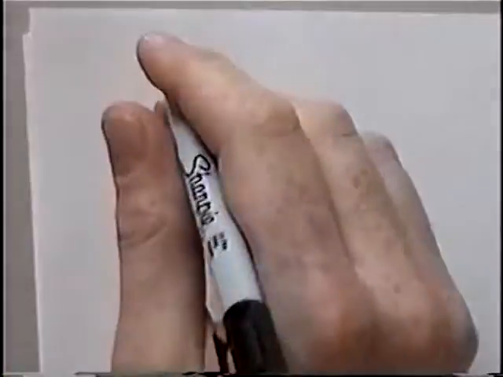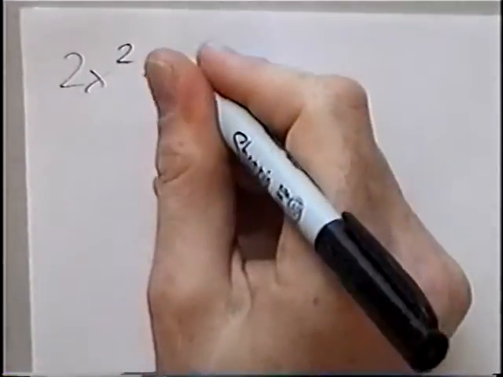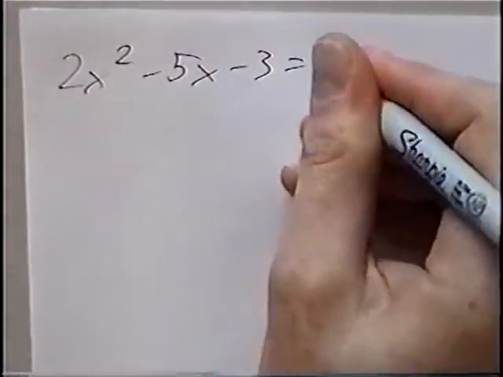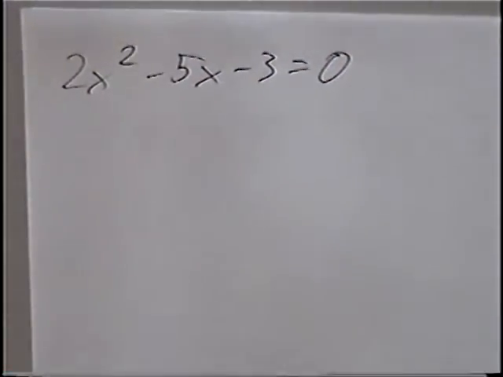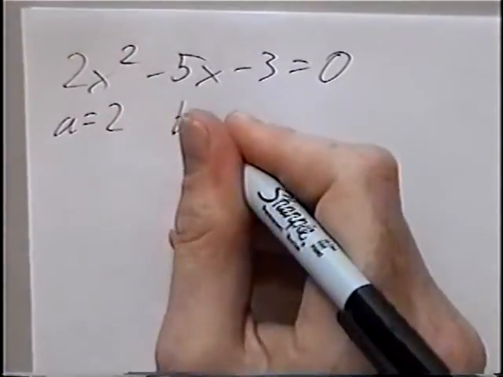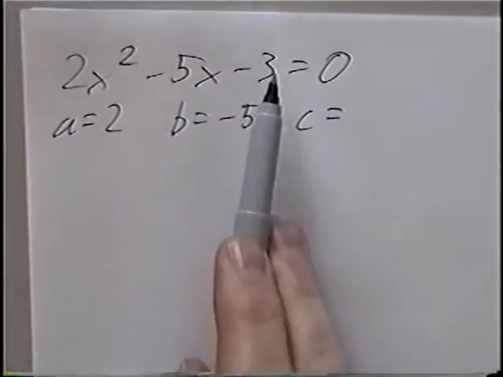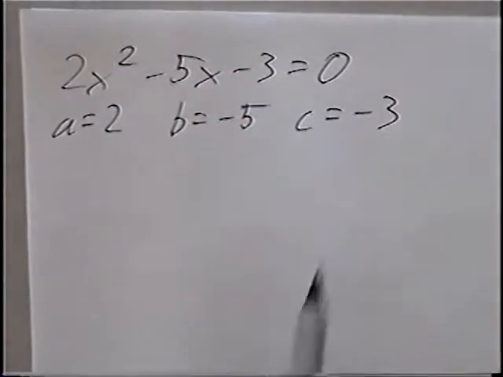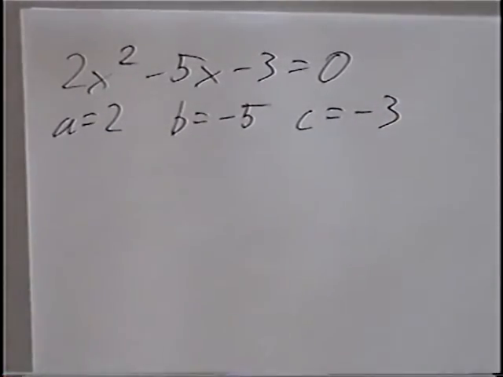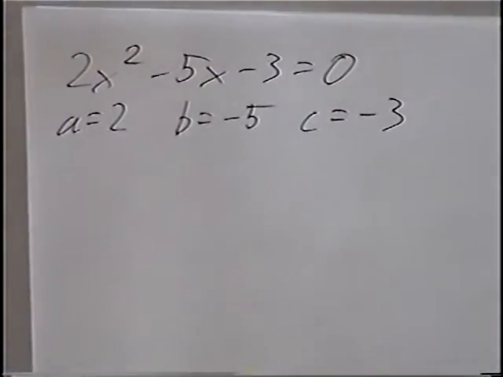Second question, and last question for this section, will be 2x squared minus 5x minus 3 equals 0. Again, the three numbers we'll use: a, the number in front of x squared; b, the middle number in front of x; and c, the last number. And make sure to include any minus signs or negative signs with the numbers. And also the equation always has to equal 0. If it doesn't equal 0, you have to make it equal to 0 first.